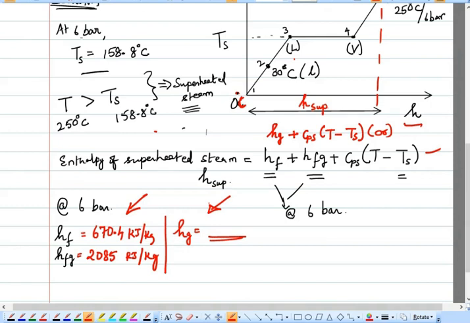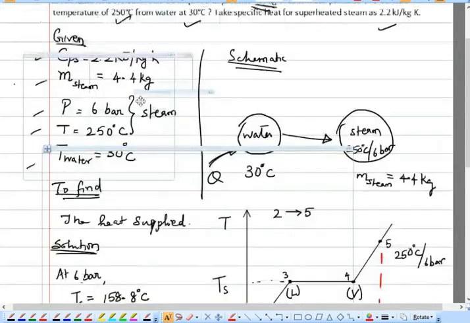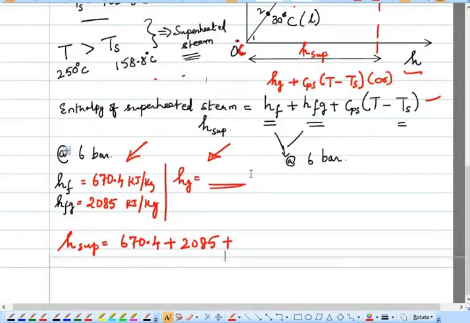Okay. Now you substitute. H sup is equal to HF, 670.4, plus HFG, 2085, plus what is the CP value? The CP value is 2.2. And what is your temperature? It is 250. This is the steam temperature.